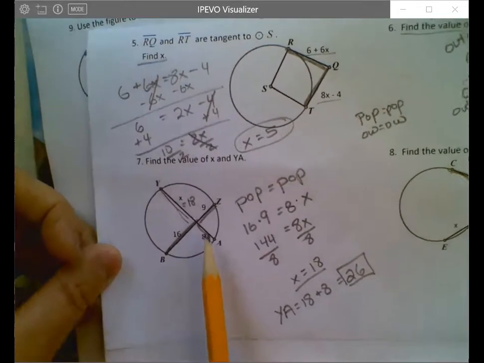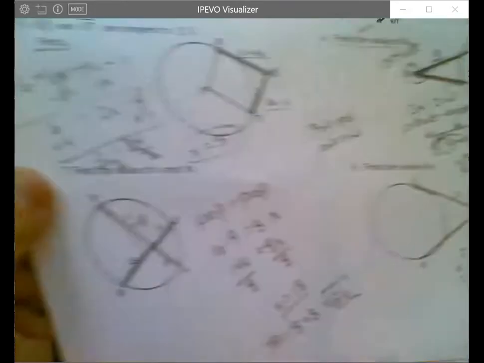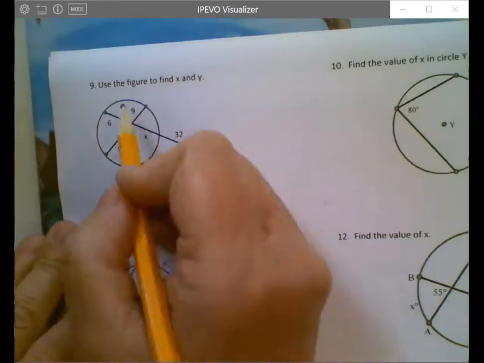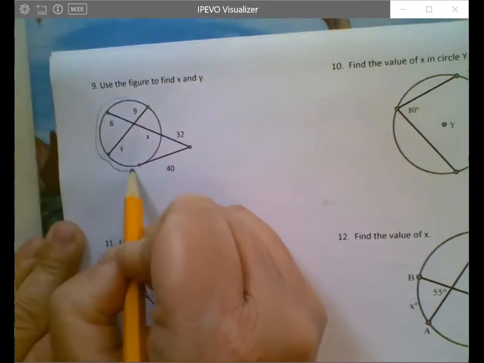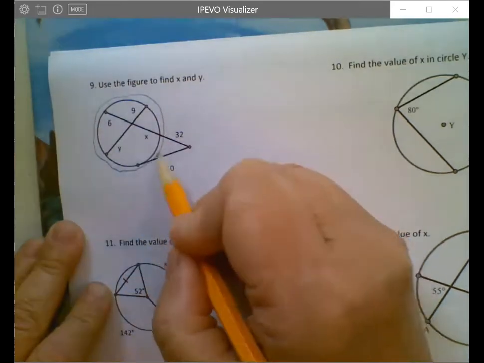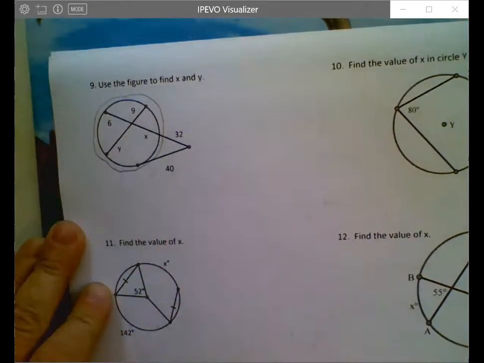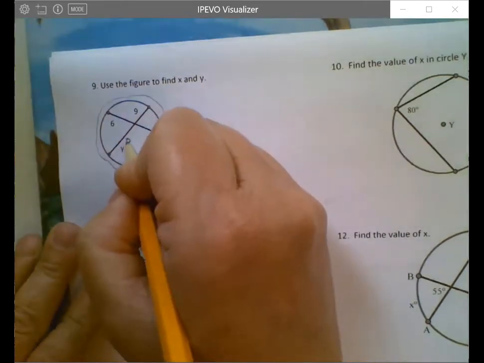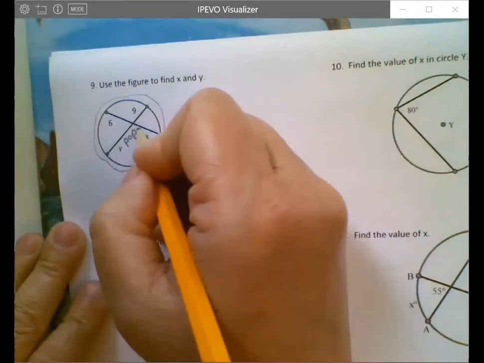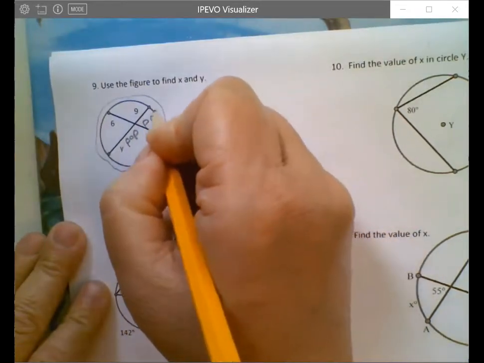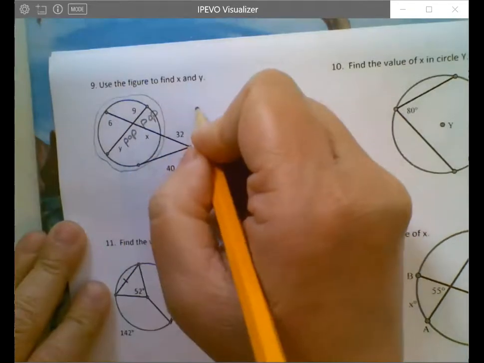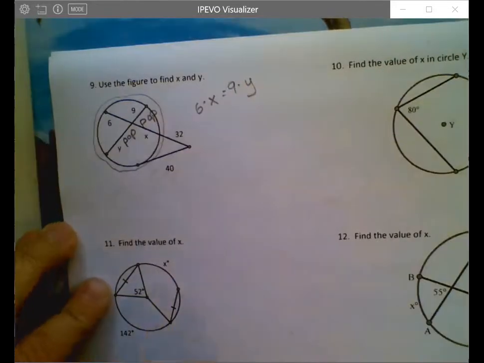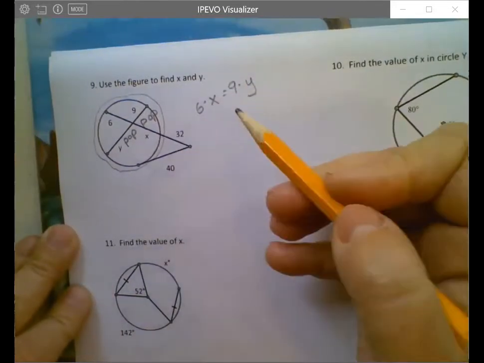Now, sometimes you're going to have a problem that combines both of them. So number 9 does that. All right, so the first thing I would do is I would look just at this part of the problem. Just completely ignore this for a minute. Okay, if you look at just the circle part, you have a pop, pop situation. So we know that we're going to have 6 times x equals 9 times y.